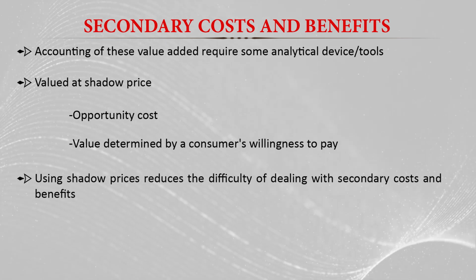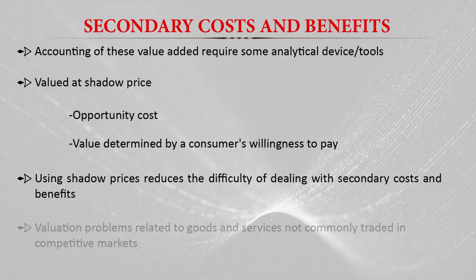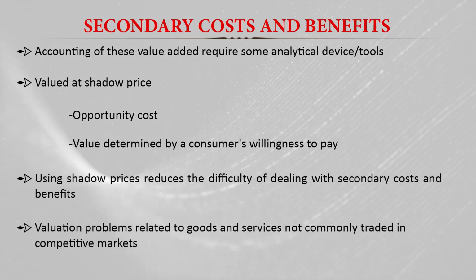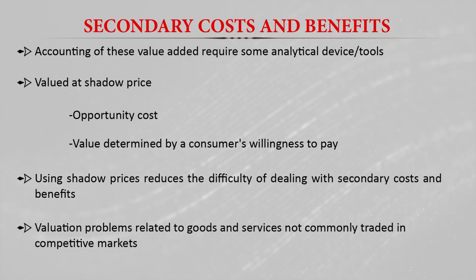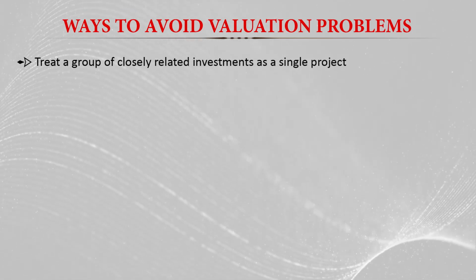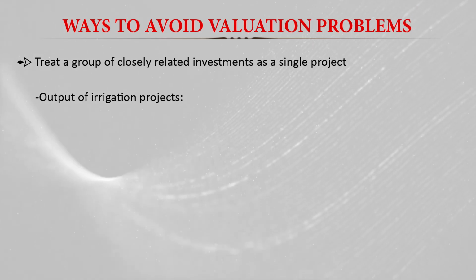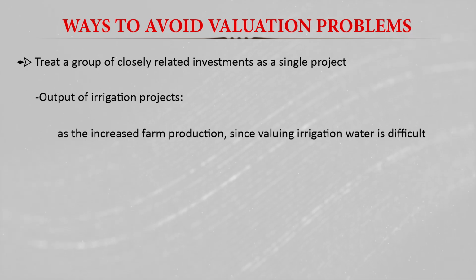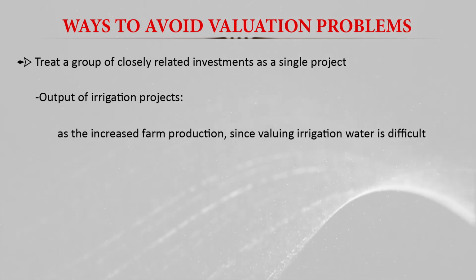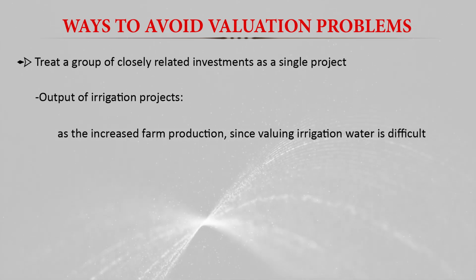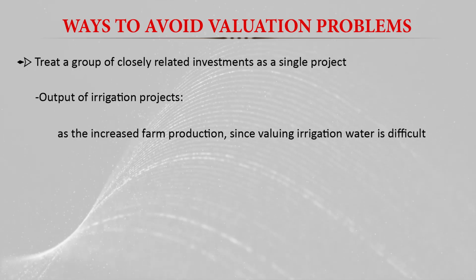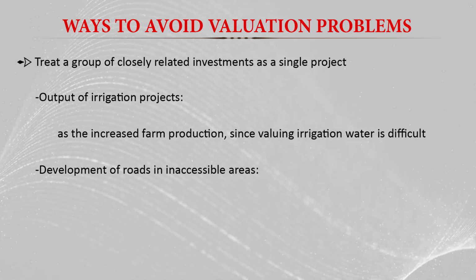Using these shadow prices reduces the difficulty of dealing with the secondary cost and benefit, and valuation problems are there as the goods and services are not commonly traded in the competitive market. So that's why the valuation problem is there. There are some ways to avoid the valuation problems, like we can treat a group of closely related projects as a single unit or single project, like the output of the irrigation project as the increased farm production. Since valuing irrigation water is very difficult, a number of the production activities related to that irrigation water we can treat as a single activity.